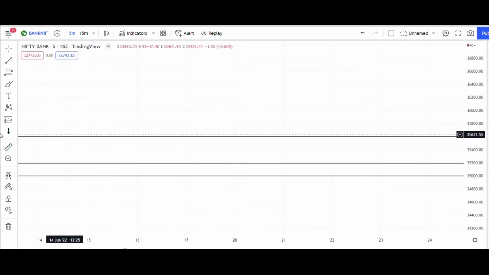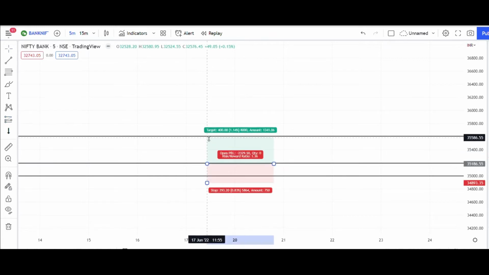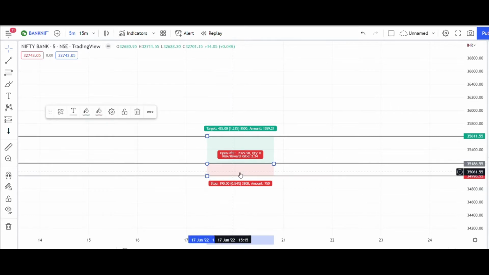Instead of doing this, it will help you if you go here and click on the long position. You have to click first on your entry price, and manually you can adjust. The red one is the position which will go to the downside. So here is your stop loss, and from the mid range above you are in profit, and from the mid range below you are in loss.